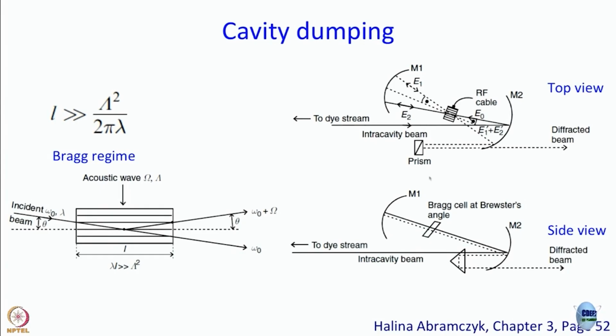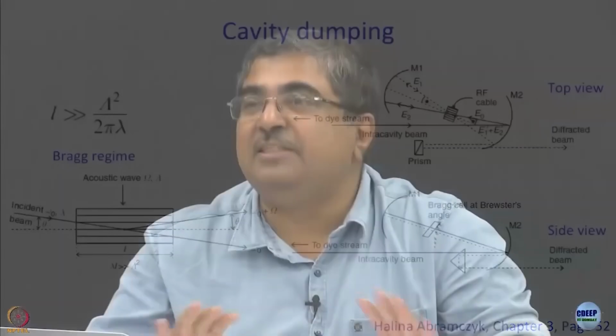One of these will go back to the laser cavity. The other one, which takes a different path, will not go through the laser cavity, it is going somewhere else. You put in a prism there and it goes out. Okay. So, that is how damping is done.